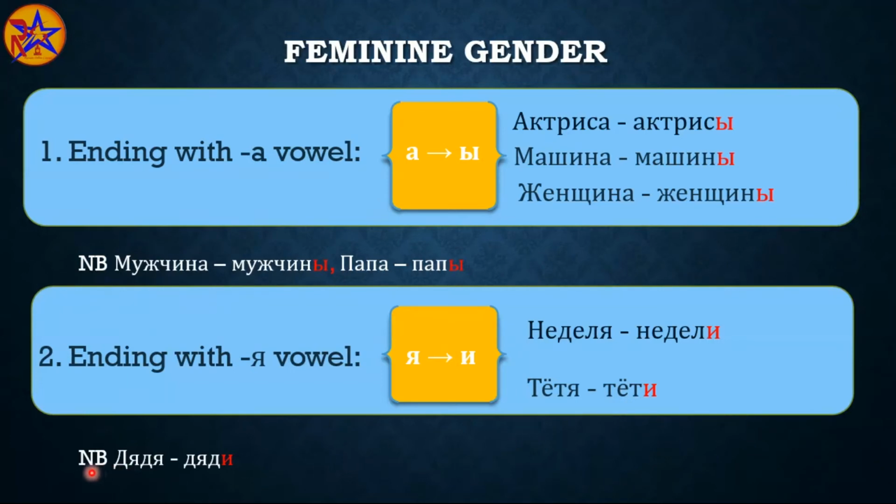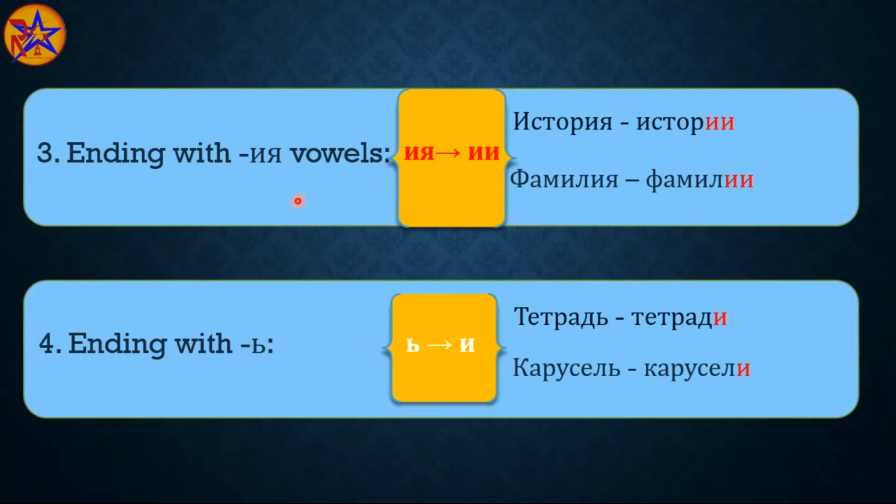And again, дядя, дяди. So the next pattern is the nouns which end with "ия" vowels. "Ия" turns into "и". История, истории, that's stories. Фамилия, фамилии, that's a surname.